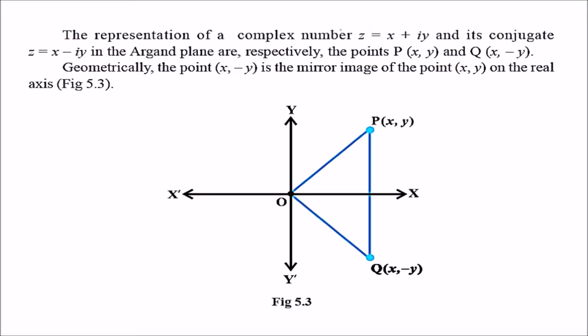So the representation of the complex number z is equal to x plus iy, and its conjugate. Conjugate means you change the sign of the i element, so that will be z bar is equal to x minus iy. The representation of these in the Argand plane are P(x, y) and Q(x, minus y). Geometrically, this point (x, minus y) is the mirror image of the point (x, y) on the real axis.